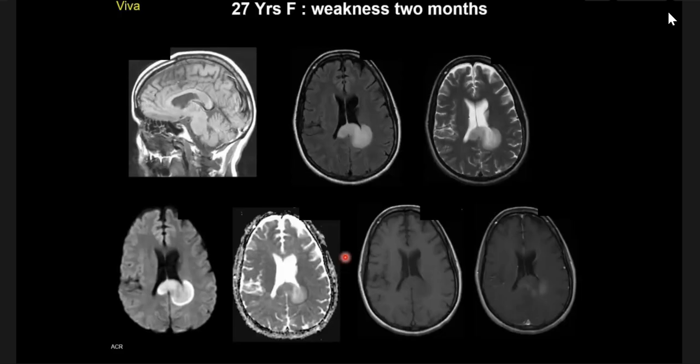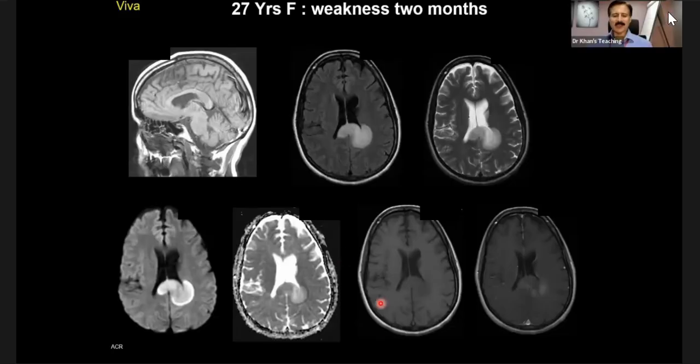On DWI B1000, there is a horseshoe restriction, and that's genuine when mapped with the ADC. And on the post-contrast enhancement series, this does show enhancement in a horseshoe configuration. So this is consistent with an active tumefactive MS.